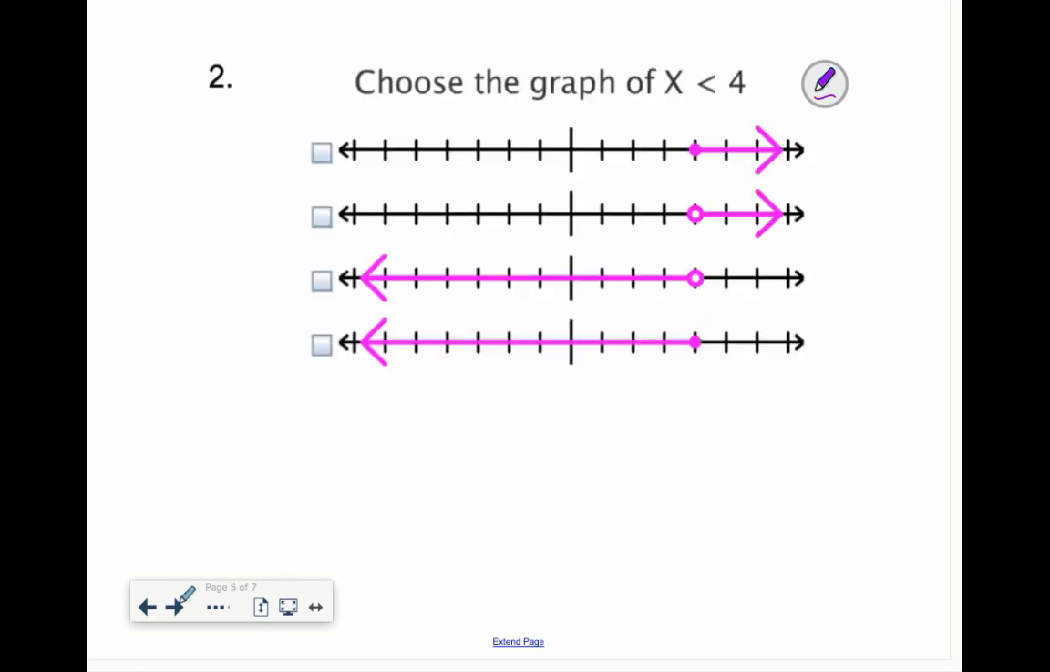Example 2. It says choose the graph of x is less than 4. First of all, what we're going to examine is, is there an equal sign? There is not. So we do not need a filled-in circle. We can eliminate this one and we can eliminate that one. If you notice, all the dots are on 4. Which of the other two are the numbers that are less than 4? So 3, 2, 1, 0. That would be which one? That's going to be this one right here.